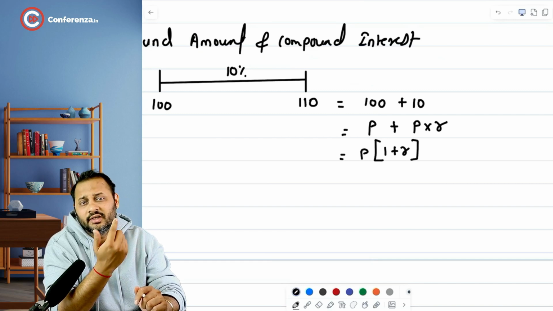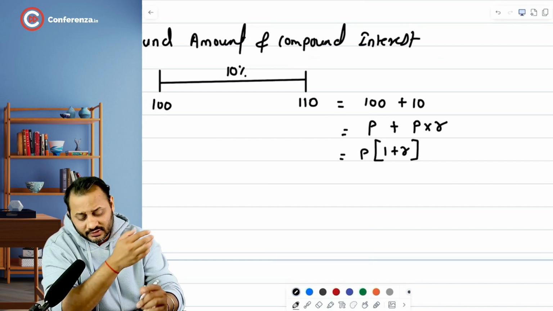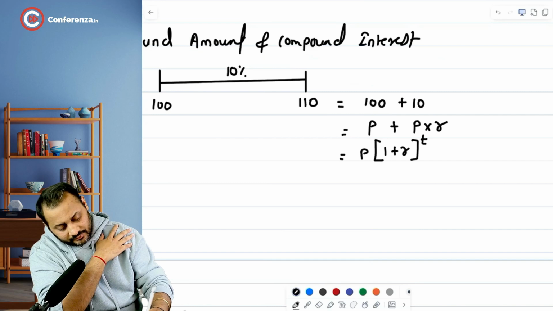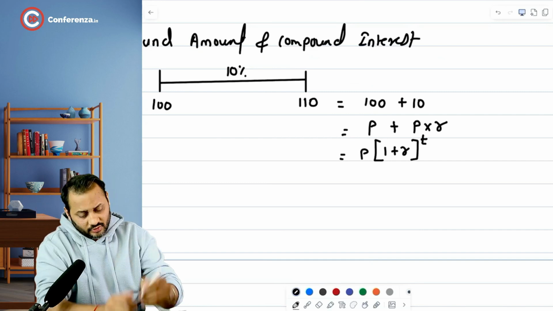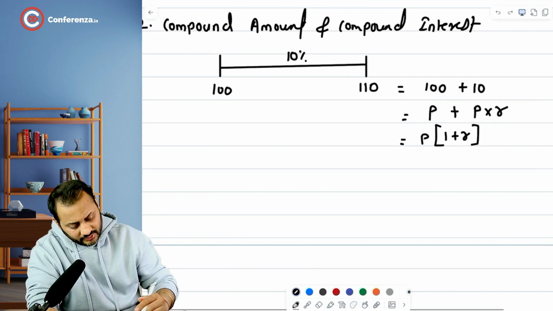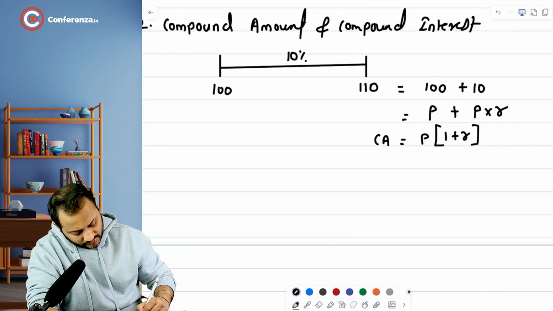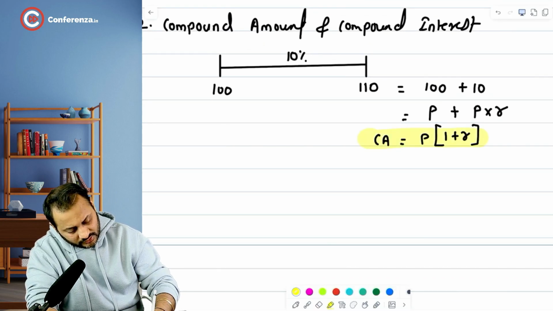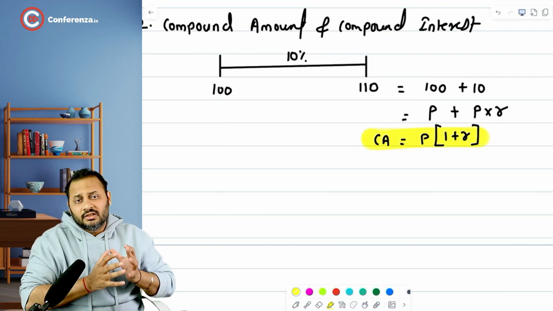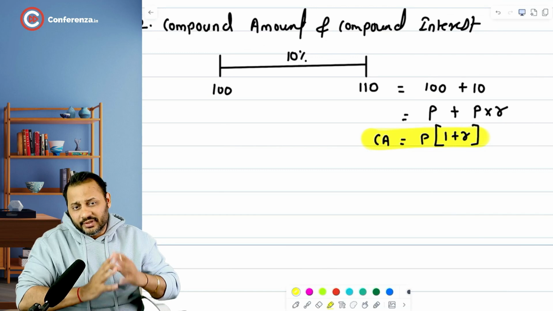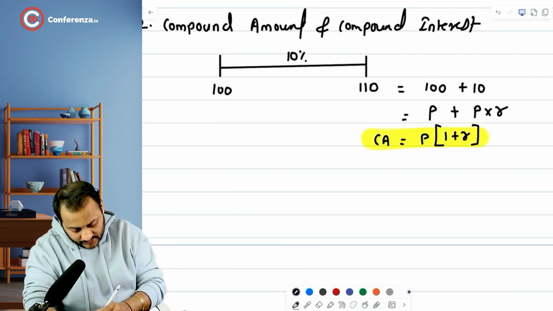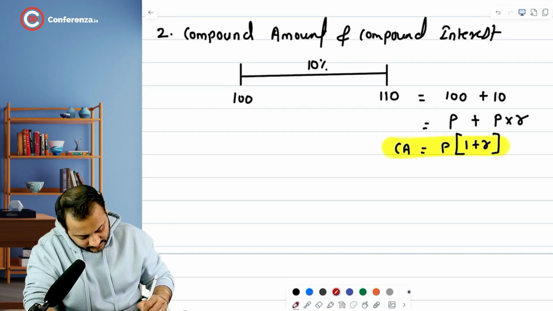If you want to calculate it for 2 years or more than 2 years, you can just put a time t here, because you are going to earn interest on it. Okay, let's first keep it 1 year only. Keep it simple. Okay, this is the formula for compound amount. Compound amount means 110 rupees, that means the amount of interest along with the principal. Okay, so this is for year 1 only.